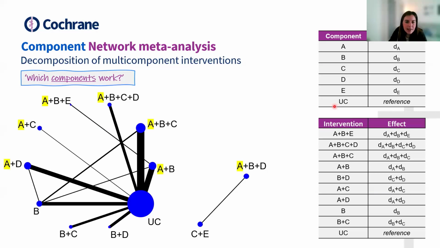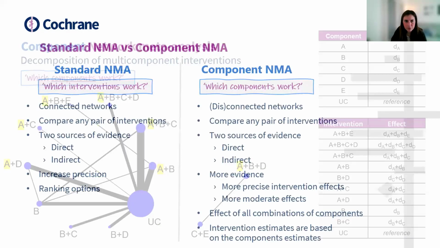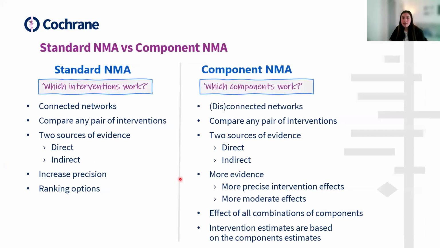So now notice that this network, while it was considered disconnected in network meta-analysis, now it is considered connected because these interventions share the same components, so it is considered to be connected in a way. So let's see the differences to have a better understanding.